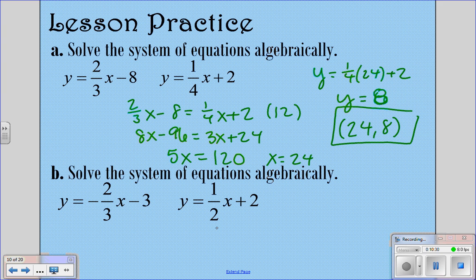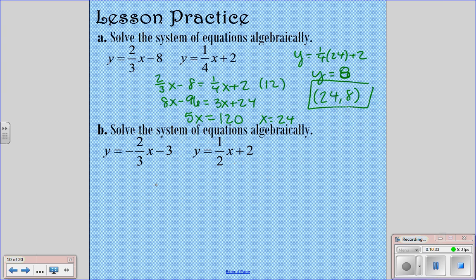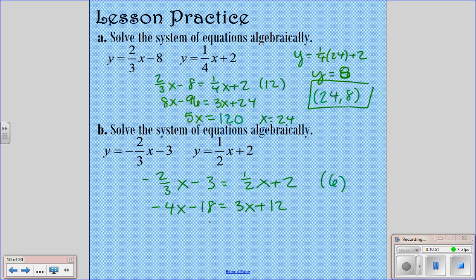For the next one, we want to also solve it algebraically. So we're again going to set them equal to each other. And so I'm going to multiply by a 6 this time. So I've got a 3 and a 2. So this is going to be negative 4x minus 18 equals 3x plus 12. I'm going to get negative 7x equals 30. And so my x value is going to be negative 30 over 7.